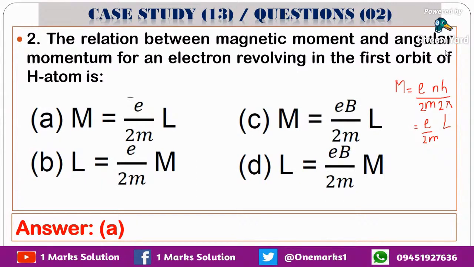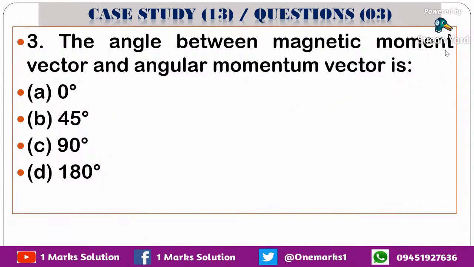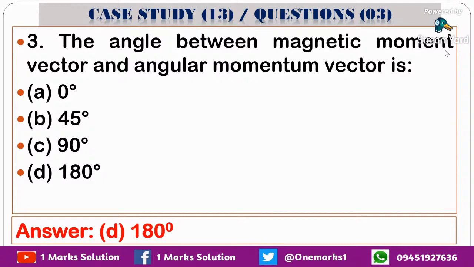Now let us move on to the third one. The angle between the magnetic moment vector and the angular momentum vector. I told you, L is going upwards and the magnetic moment is coming downwards, just opposite. If it is opposite, what will be the angle? The angle will be 180 degrees. So the answer is 180 degrees.